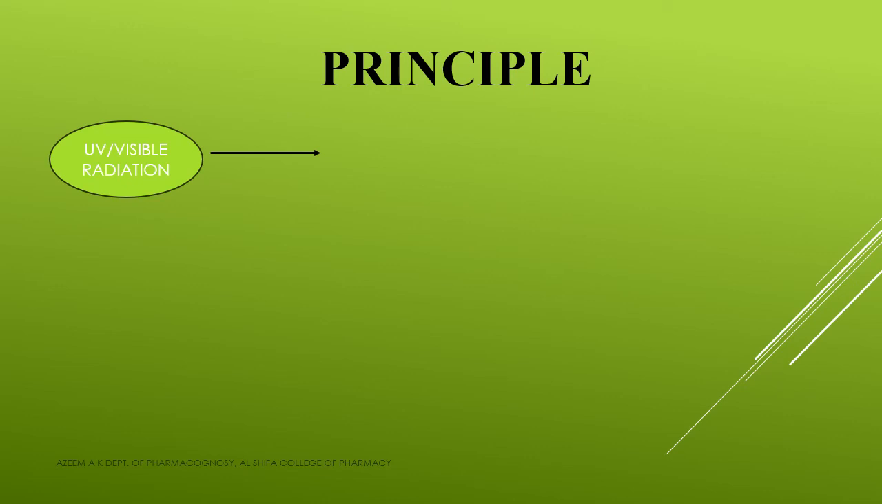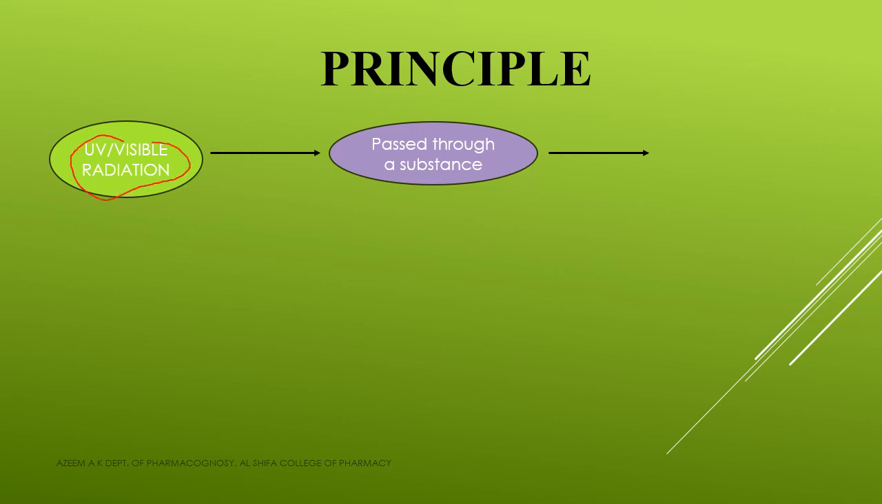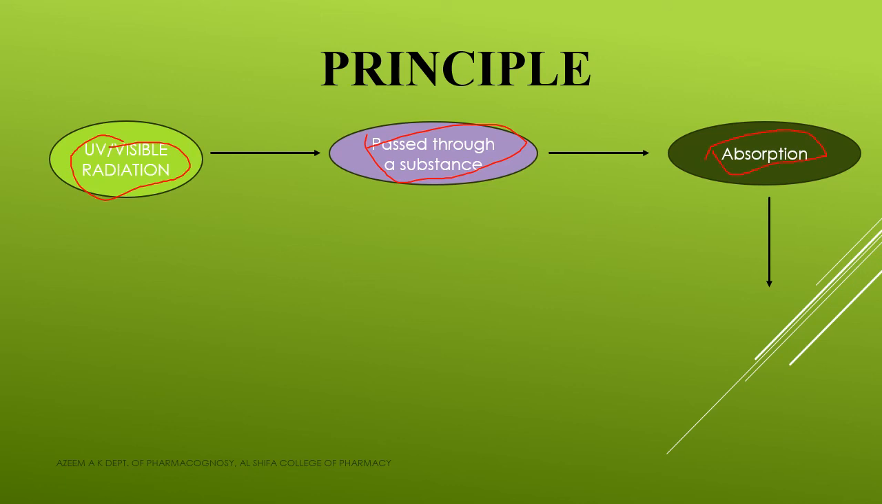So here UV or visible radiation is required, and that should be passed through a substance. This time the substance will be absorbing the radiation. So the substance will be absorbing the light, and this is the first thing to say. So UV or visible radiation should be passed through a substance, then absorption will be taking place. This time the electrons which are in the ground state will be converted to the excited state.